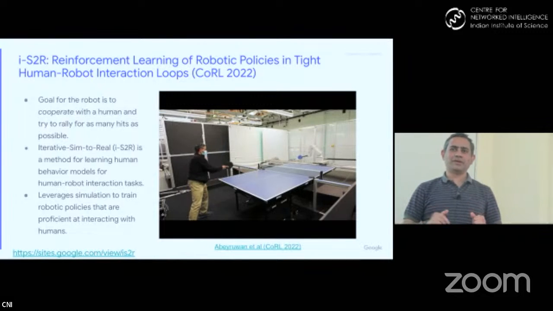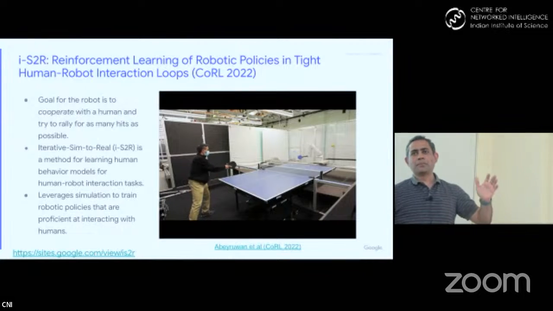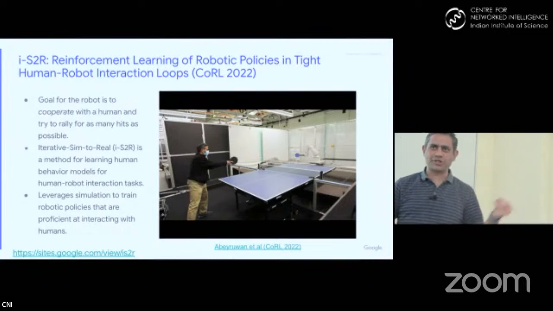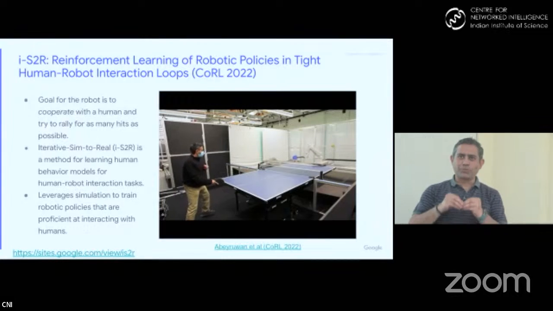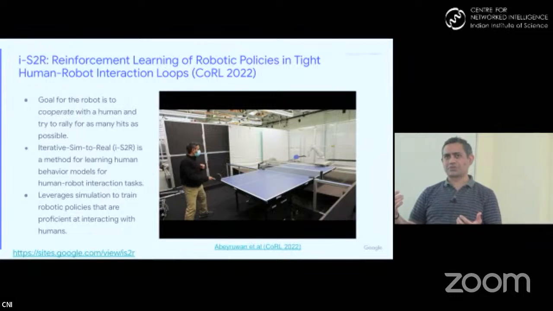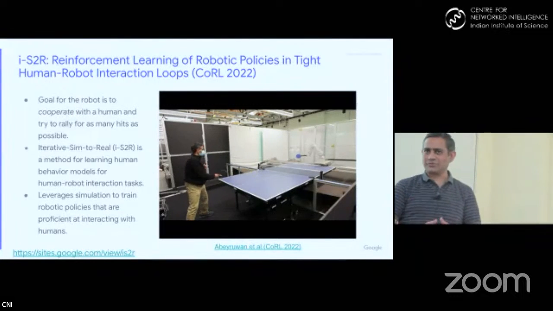So if you look at the end to end, it's pixels to actions. But if you just look at the control part, it's taking input from the perception module about where the ball is. But yes, if the perception module errors and there is noise in the perception, if that starts carrying over, our control algorithm doesn't work.